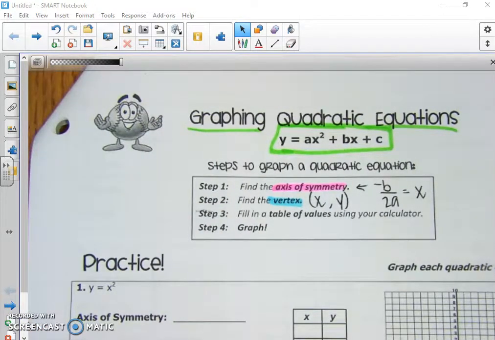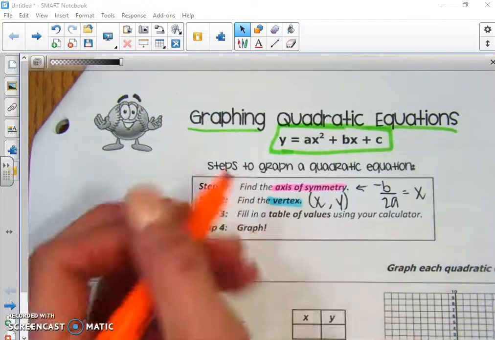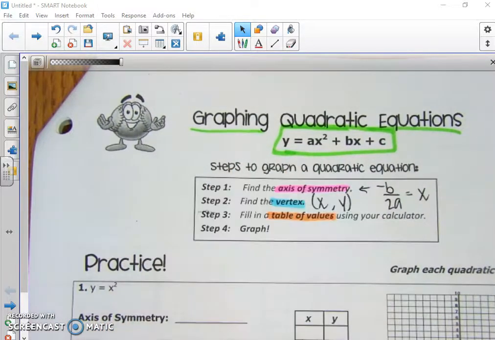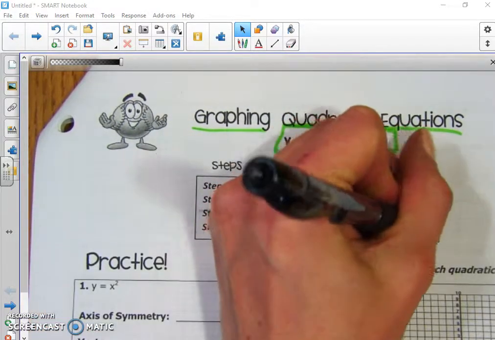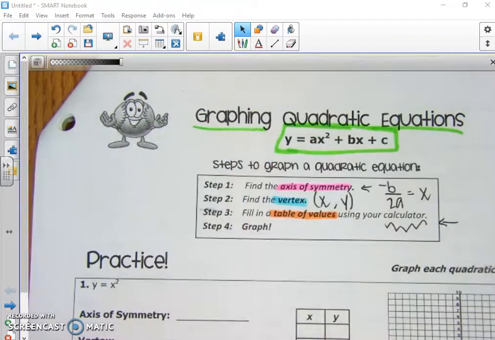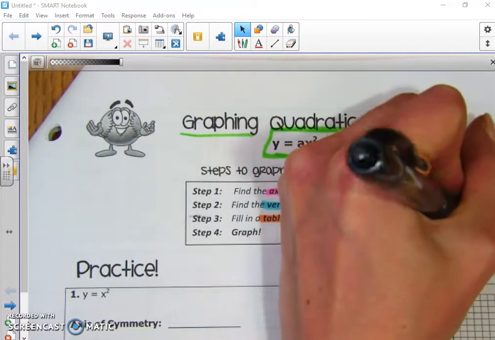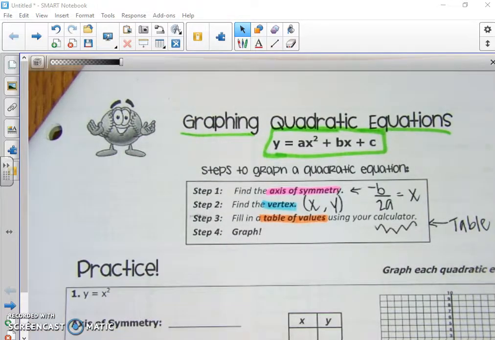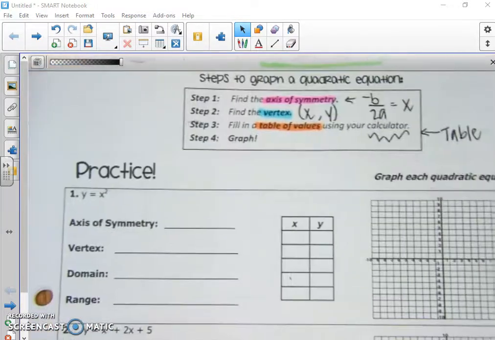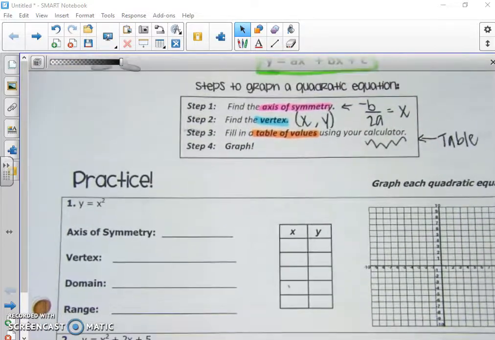After that, we're going to fill in a table of values using our calculator. If you wanted to fill in the table of values by hand, you certainly could, but if we use the calculator and the table feature, it's going to make our lives a lot easier. So we'll be using the table button. And then finally, we graph. So let's go ahead and start. We're going to follow these 4 steps for each one.